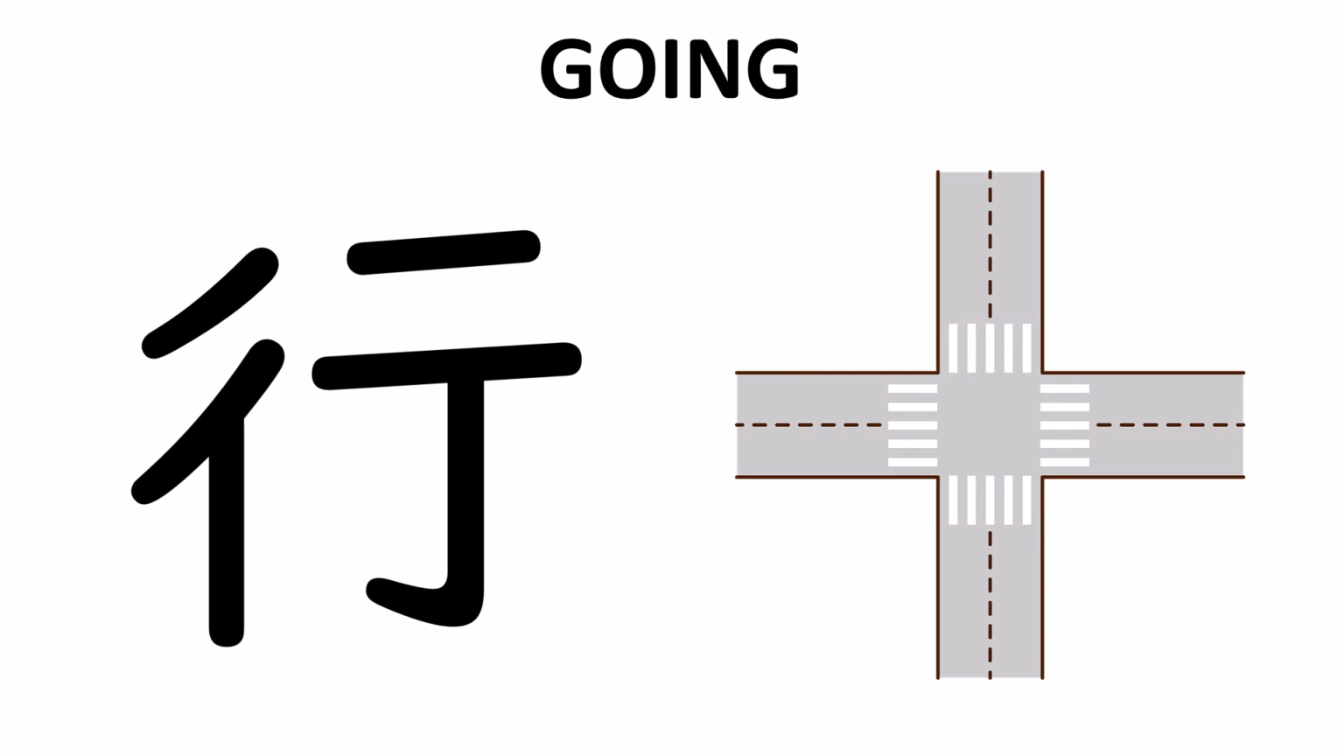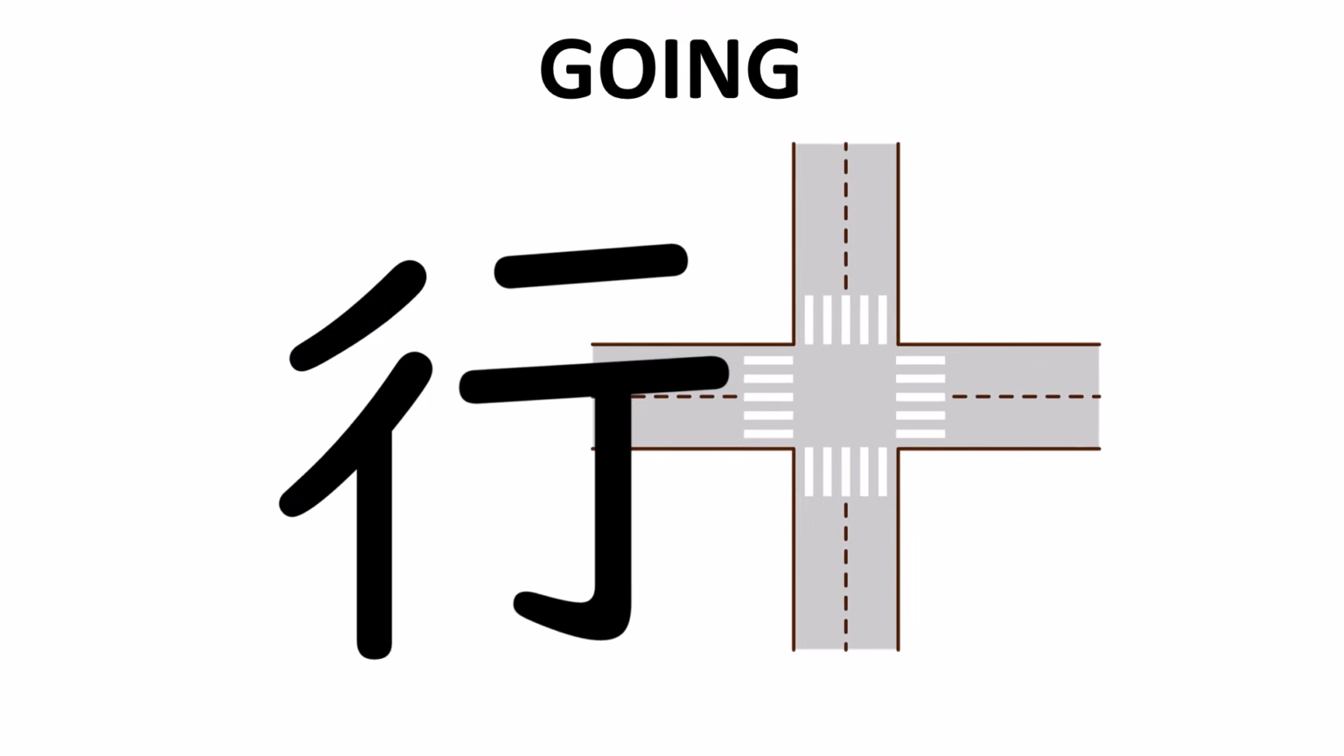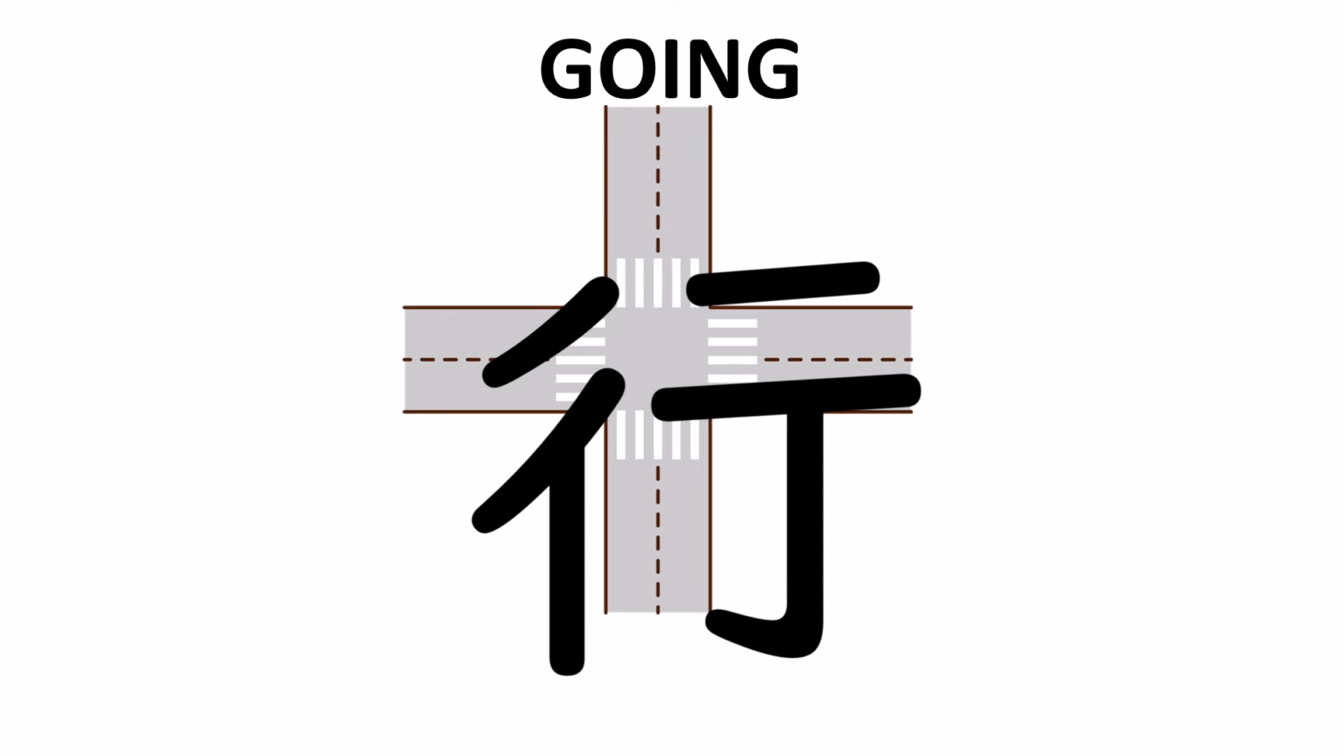Now, let's break it down. This character is the pure representation of a crossroad or an intersection of 2 paths. This visual instantly conveyed the idea of going, walking, or traveling.